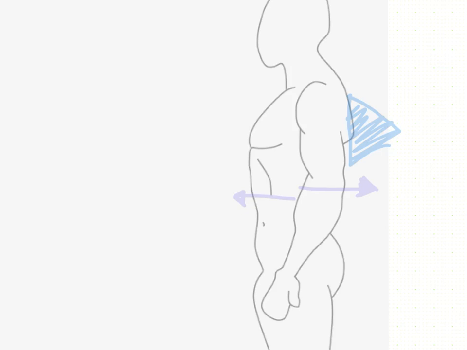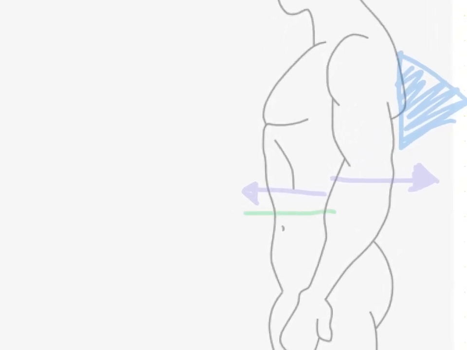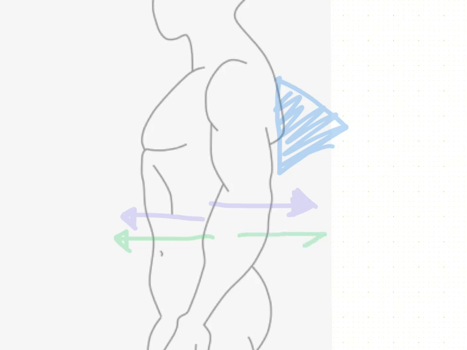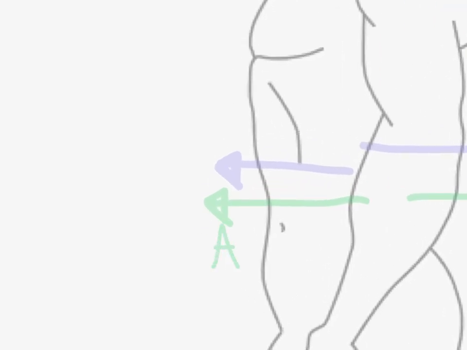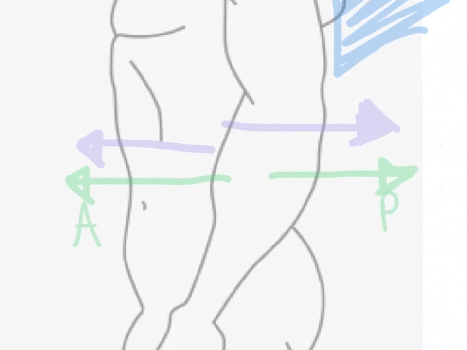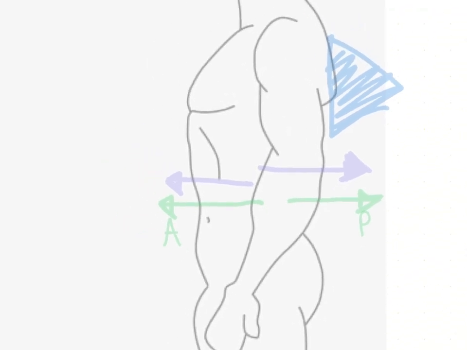This can also be called anterior and posterior. Anterior is, again, towards the front. Posterior is towards the back. And one way I like to remember this is to think about the alphabet. So A, right, anterior, and this is P, right, posterior. So A comes before P in the alphabet. So I think A is in front and then P is in the back.